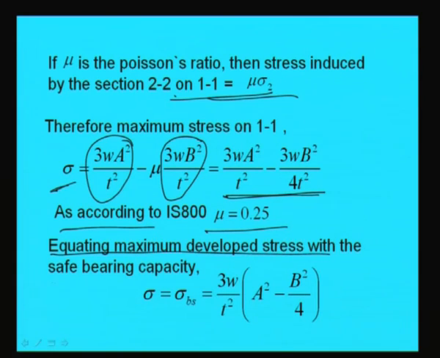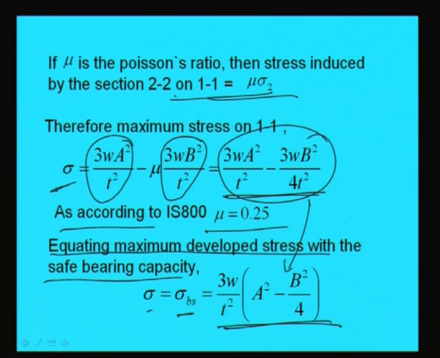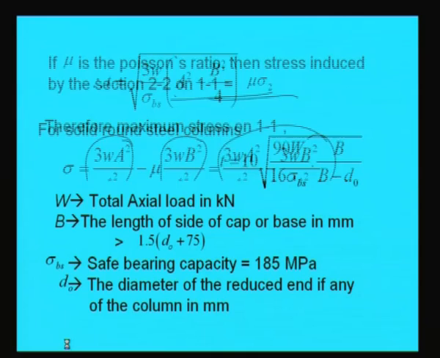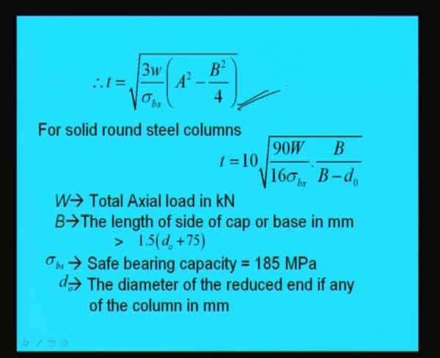Now, if we equate this with the bearing capacity of the plate, then we will get sigma is equal to sigma bs is equal to this, right. This is 3W by T square into a square minus b square by 4, right. Now we can find the value of T, the thickness, from this equation. So thickness will become the square root of 3W by sigma bs into a square minus b square by 4, right. So the thickness of the base plate can be found from this.